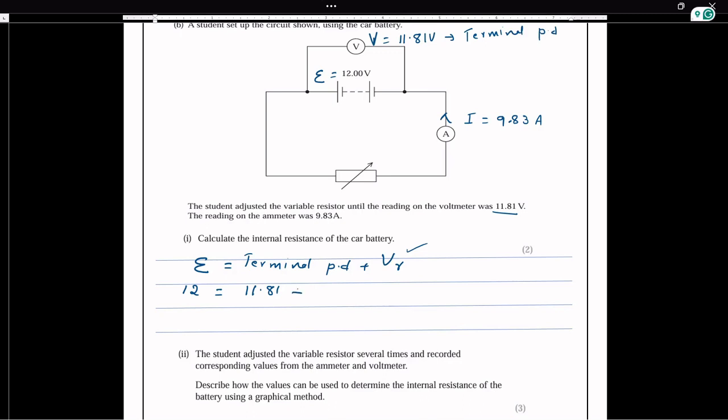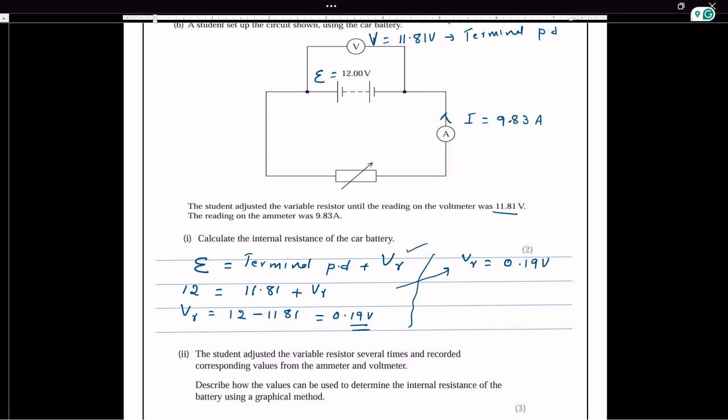So it is 11 plus VR. Therefore, the drop across the resistor is 12 minus 11.81, which gives 0.19 volt. So we got the answer: the voltage drop across the internal resistor is 0.19 volt.